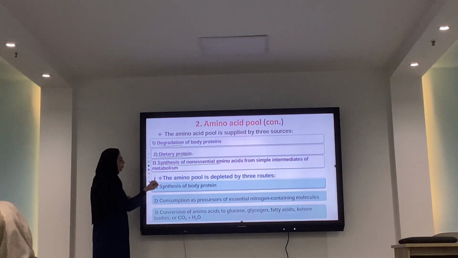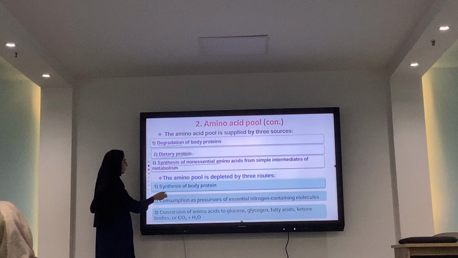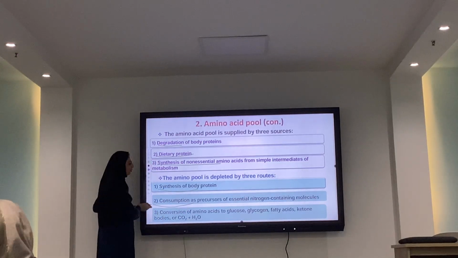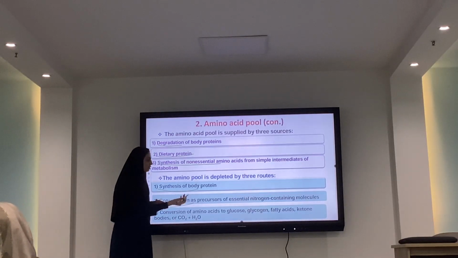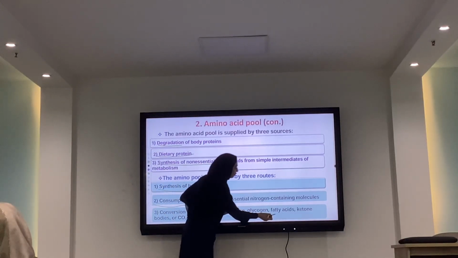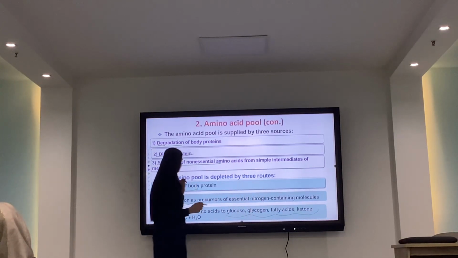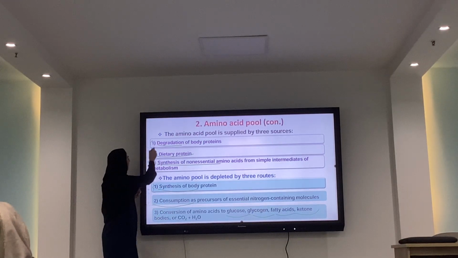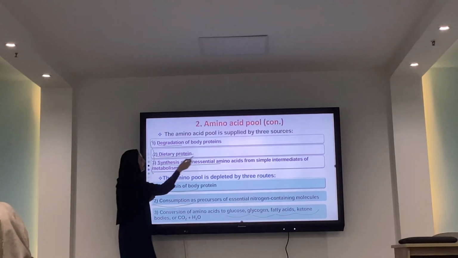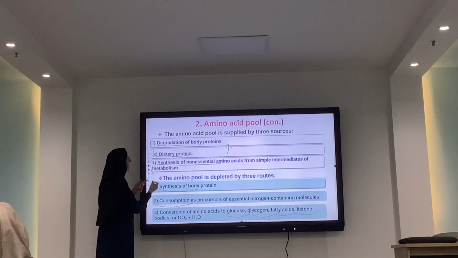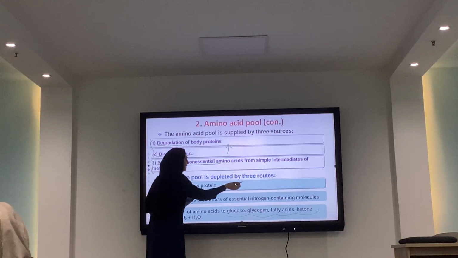And the amino acid pool can be depleted by synthesis of body proteins, consumption as precursor of some other nitrogen-containing molecules, or conversion of them to glucose, glycogen, fatty acid, and ketone bodies. Guys, this is clear. Am I right? In this situation, the amino acid is produced, the protein is produced, okay? And in this situation, the amino acid is consumed.